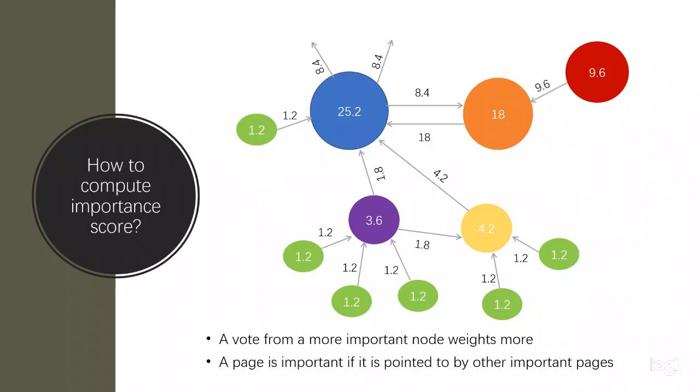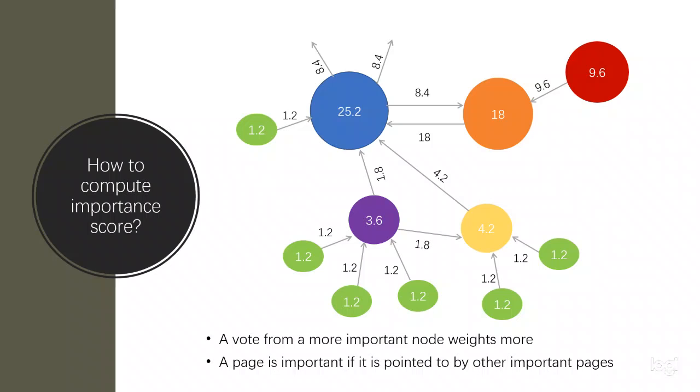Here is an illustration of how to compute the importance score. The nodes represent the web pages and each has an importance score. For example, the blue node has a 25.2 importance score, and we can see there are 3 relatively more important nodes, which are the blue node, the orange node, and the red node. And each node has in-links and out-links. The out-links carry the vote, which is proportional to its importance score.